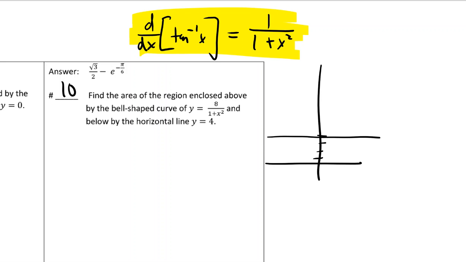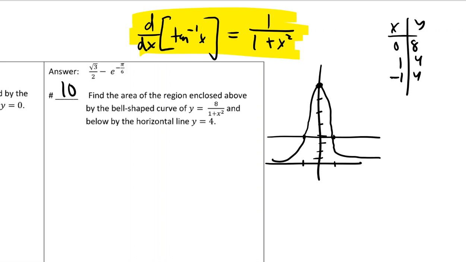So y equals 4 is quite a bit easier to graph. And then this bell curve, when I graphed it, I went ahead and made a table, plugged in a couple points. Plug in 0 for x, you get 8. Plug in 1 for x, you get 4. Plug in -1 for x, you get 4. And then to me that was enough, partly because they said it's a bell curve. And I know what a bell curve looks like, but of course you could just make your table a little bit bigger if you're not sure what that other graph looks like.